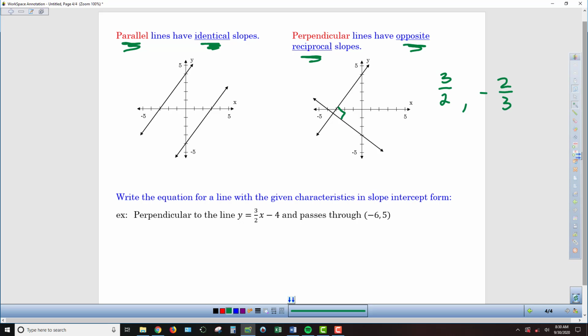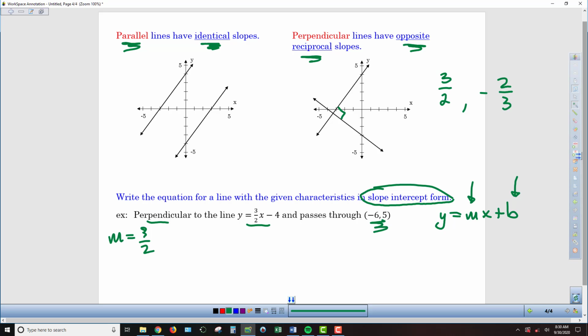So in the example that we have in front of us, we want to write an equation of a line in slope-intercept form, so we should identify that first as y equals mx plus b. So we need to know what the slope is and what the y-intercept is. Our line is supposed to be perpendicular to the line that's given to us here, and it's supposed to pass through this point. So the slope of the line that's been given to us is 3/2.